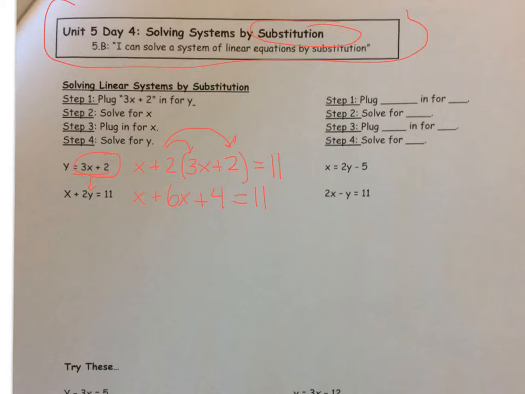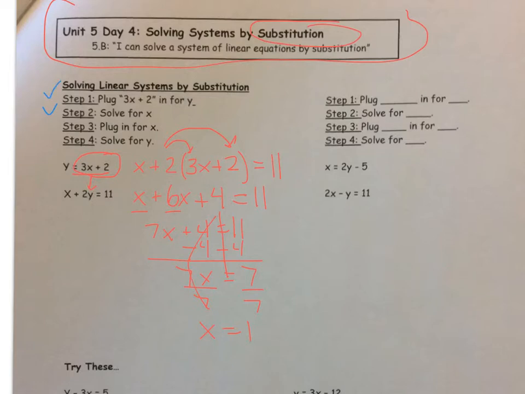All right, well, let's see here. Add these together. These are like terms, so let's have 7x plus 4 equals 11, minus 4. 7x equals 7. So hopefully you see we'll divide by 7. x is 1. All right. So we've got x is 1. Done. Step 2. Check. Step 1, check.